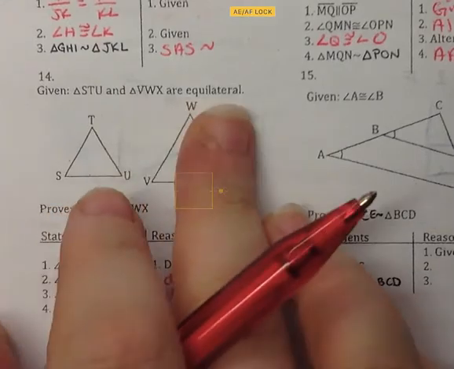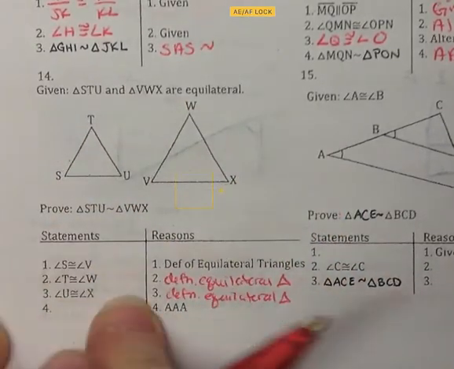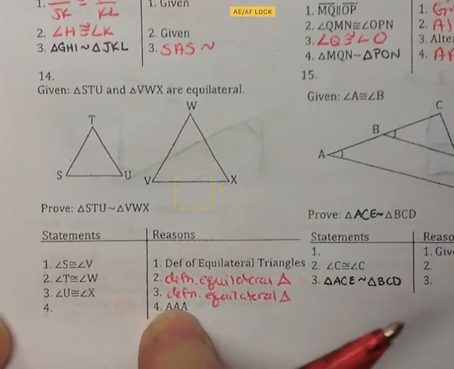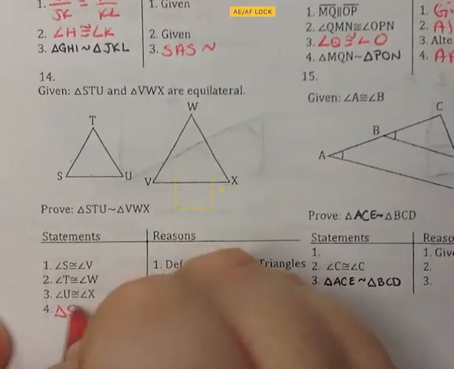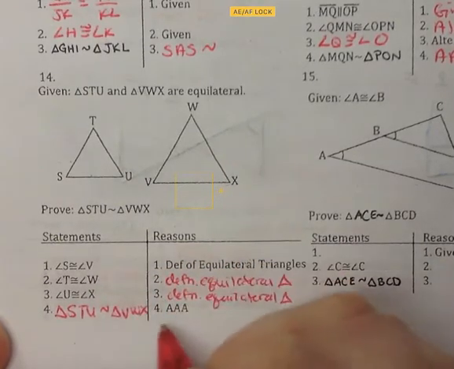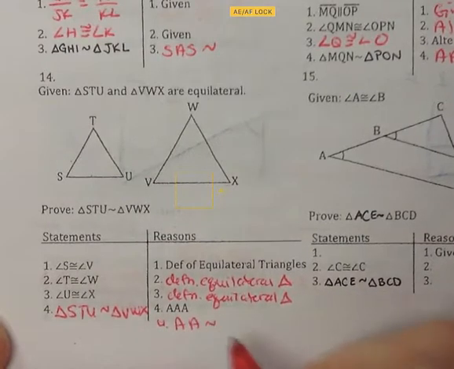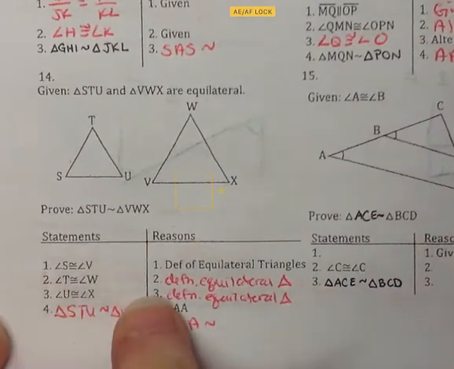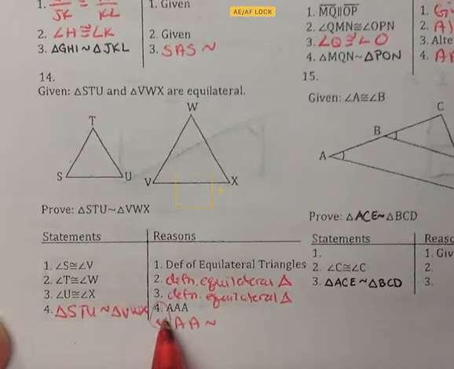If you have an equilateral triangle, it's automatically equiangular because that's the definition of an equilateral triangle. So actually we have all three angles, but you only needed two of them. We can still say that triangle STU is similar to triangle VWX. For reason 4, you could have just put angle-angle similarity. You did not have to put that extra third angle.